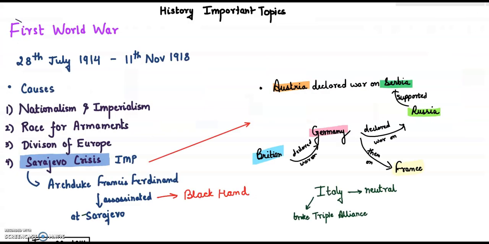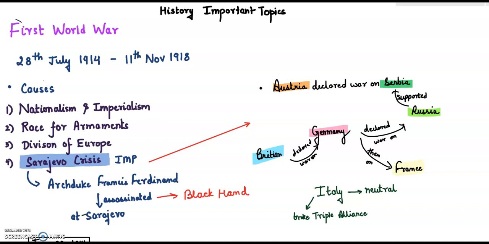So I will start with the First World War. As you know, in 1914 a war began in Europe which soon engulfed almost the entire world, with the battles fought in Europe. So you have to learn the date. The First World War was fought from 28 July 1914 to 11 November 1918.